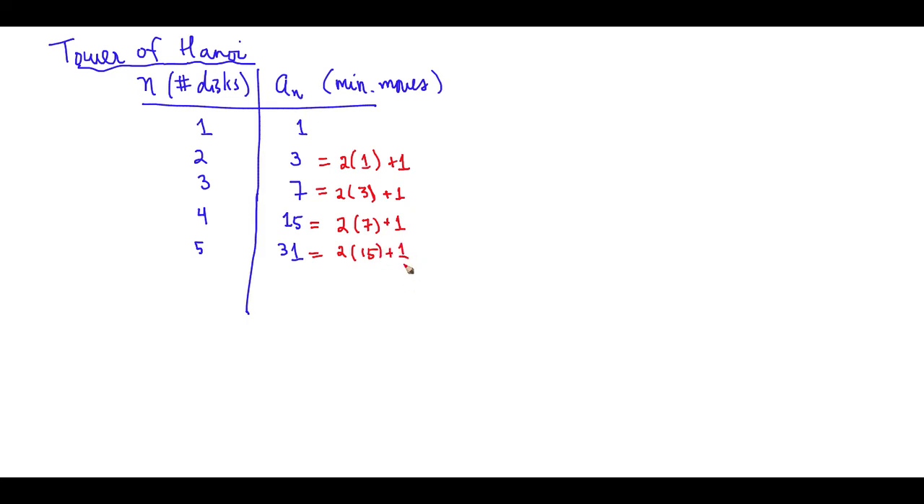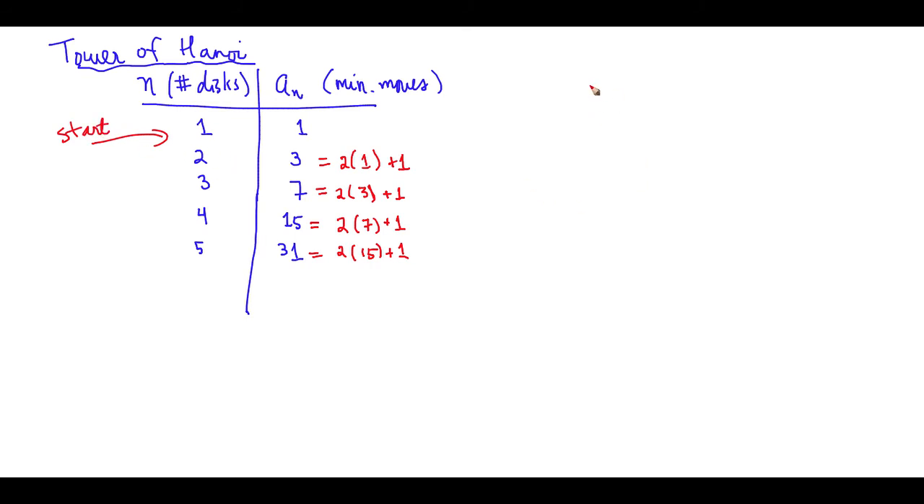So however many discs there are, if we want to figure out the minimum number of moves, we look at the previous minimum number of moves, multiply that by 2, and then add 1 to it. And we can trace this process all the way back to one disc. Now, if you notice here, when n equals 1, we don't need to define it in terms of the previous, because n equals 1 is the starting case. Okay, so it's the starting point. So we don't need to go back any further.